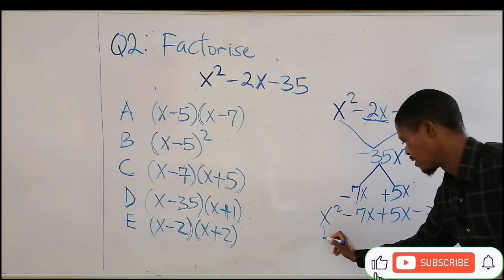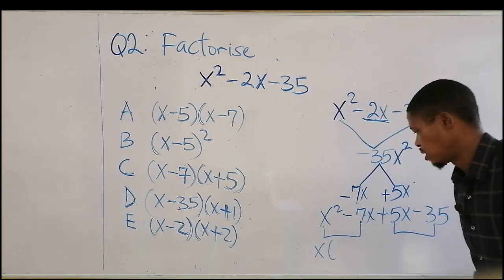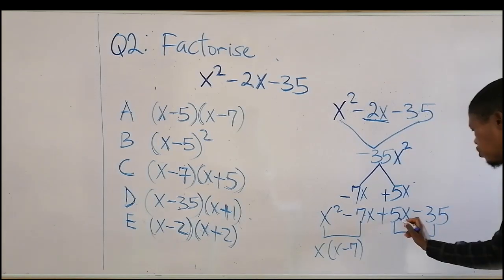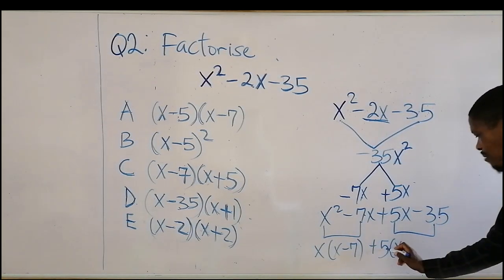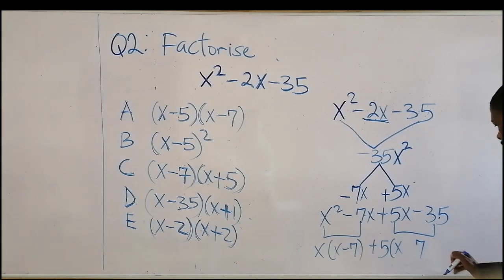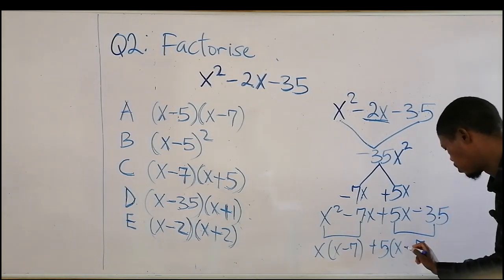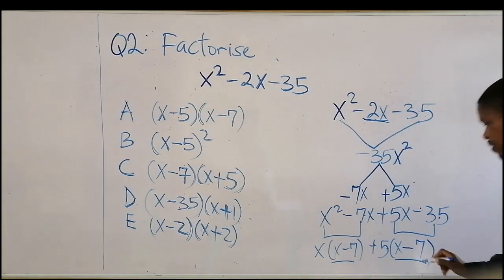Then you can begin to pair this one also. Here and here, x is common, that will be x minus 7. Here also, what is common? Plus 5 is common, and that will be x. How many times does 5 go in 35? That's 7. And then plus times minus, that's minus. Whenever you factorize, this and this must be the same thing.